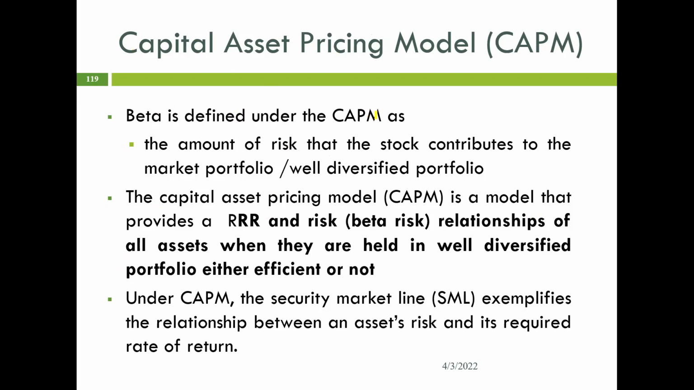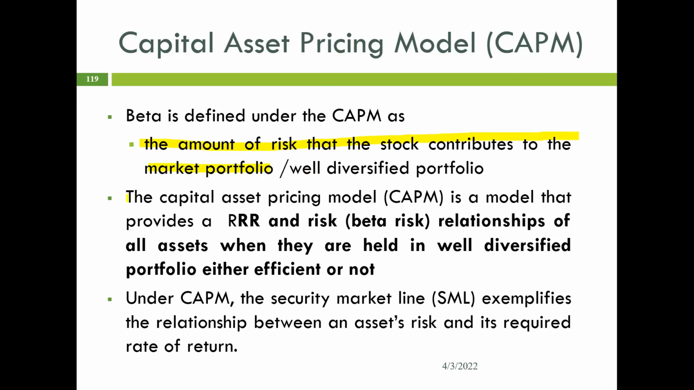So beta is defined under the CAPM. It is the amount of risk that the stock contributes to the market portfolio. That is the covariance; the risk remains with the covariance. That is the amount of risk a stock in the market portfolio contributes to the market portfolio's risk. That means that part cannot be diversified. So beta measures that. Very logical. It is the amount of risk that the stock contributes to the market portfolio or the well-diversified portfolio. The market portfolio is the proxy for a well-diversified portfolio.